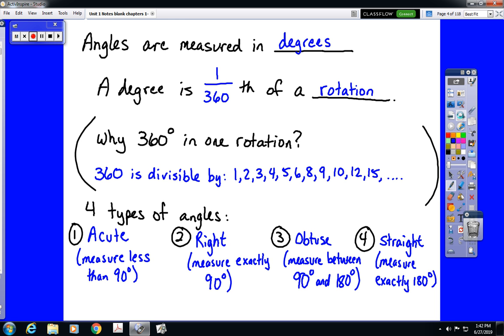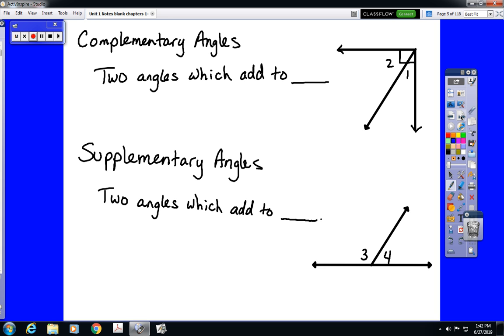Okay, 2 more terms that we should know from geometry are complementary angles and supplementary angles, which is our next screen. Complementary angles, and we have a picture of it drawn up here, are 2 angles which add up to 90 degrees. So if we look in the picture, we have a clearly indicated right angle symbol, which is that box, and we have 2 angles marked angle 1 and angle 2. So we could say that the measure of angle 1 plus the measure of angle 2 equals 90 degrees.